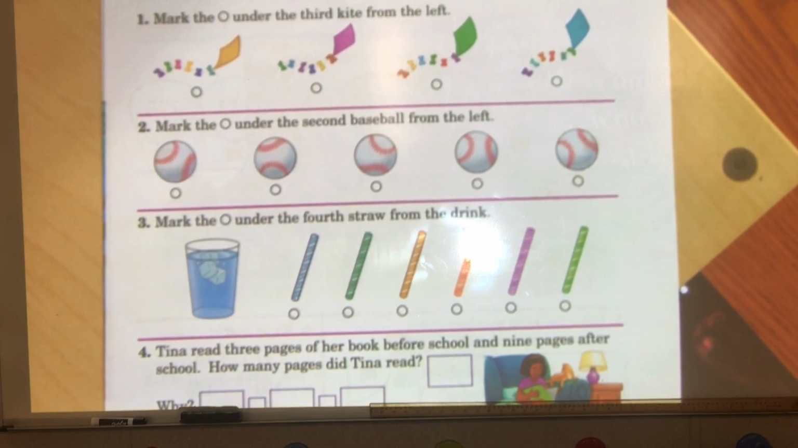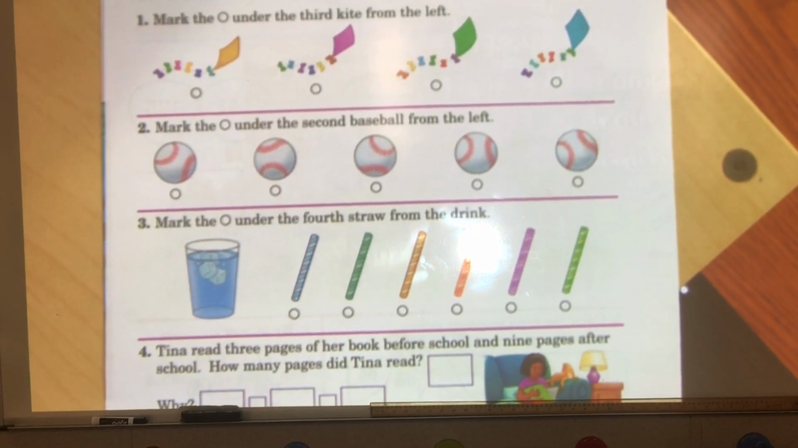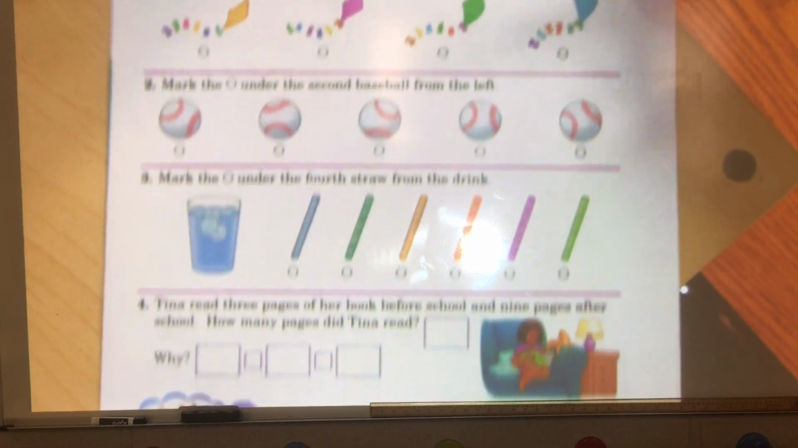All right, section 2. It says mark the circle under the second baseball from the left. You'll fill in that circle. Section 3 says mark the circle under the fourth straw to drink. Let's take a look at section 4.